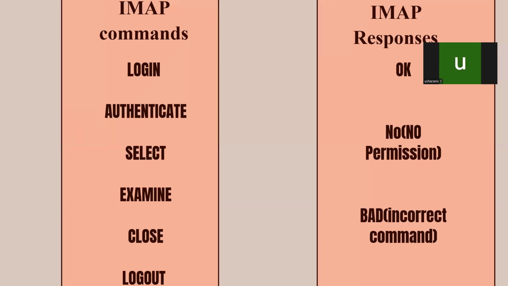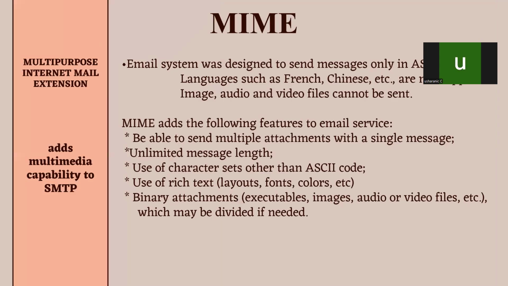And these are the IMAP commands and IMAP responses. IMAP consists of the following commands: login, authenticate, select, examine, close, and logout. And the IMAP responses are OK, NO, and BAD. NO denotes no permission, and BAD denotes an incorrect command. All these commands and responses are used for particular purposes.